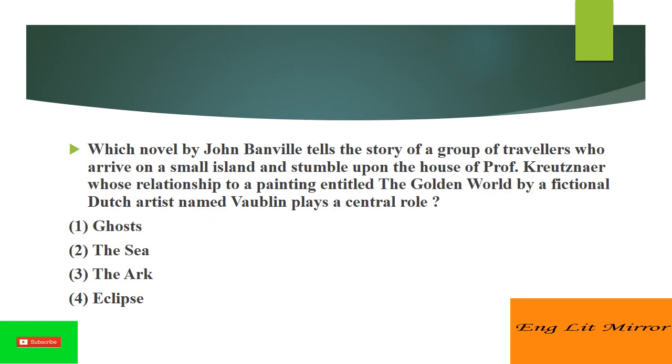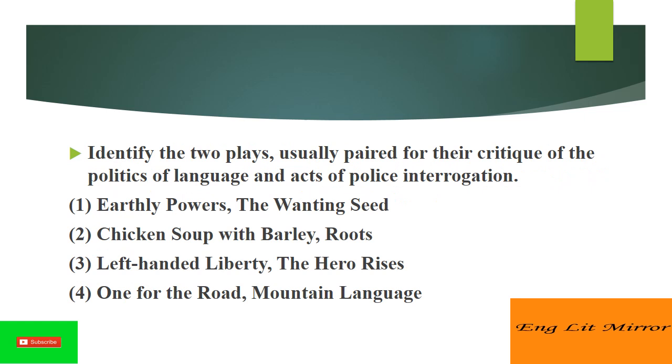Which novel by John Banville tells the story of a group of travelers who arrive on a small island and stumble upon the house of Professor Kreuzner, whose relationship to a painting entitled The Golden World by a fictional Dutch artist named Vaublin plays a central role? Answer is option 1, Ghosts. Identify the two plays usually paired for their critique of the politics of language and acts of police interrogation. Answer is option 4, One for the Road, Mountain Language.